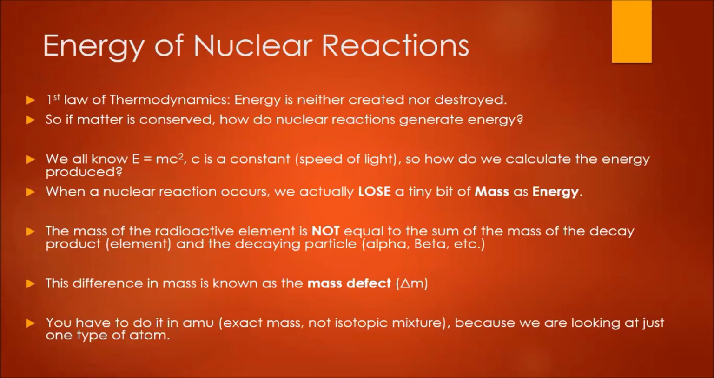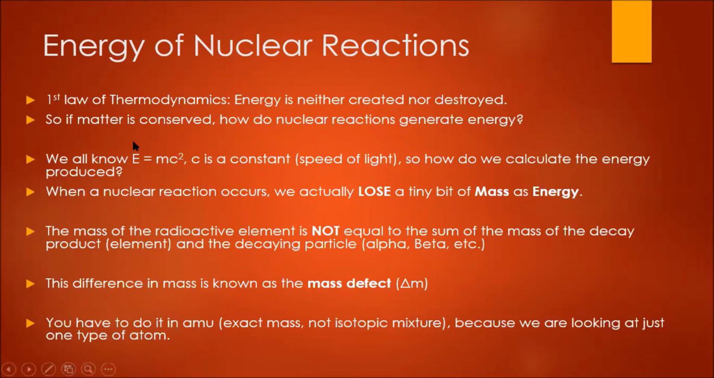So, but how could you calculate the energy of the nuclear reactions? What is the energy of all these reactions? If you've looked at the math, the first law of thermodynamics says energy is neither created nor destroyed. So if matter is conserved, how do nuclear reactions generate energy? We're not actually breaking any bonds, so where's the energy coming from? If you add up the mass of all the products and all the reactants, it looks like all the mass is conserved. So where's this energy coming from?